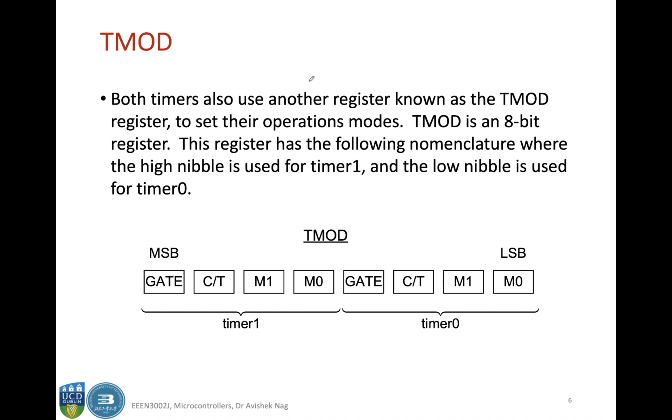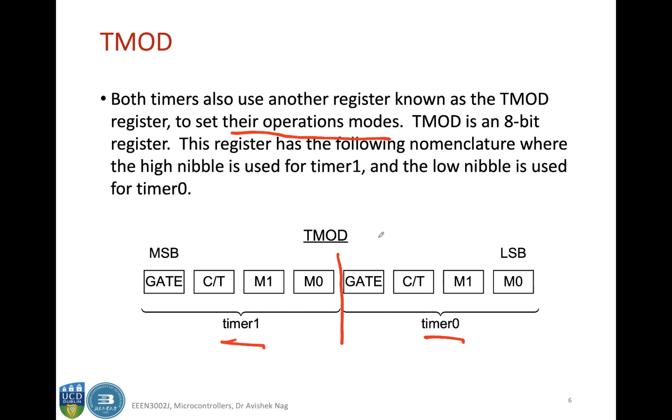So now let's see the functionality of TMOD. TMOD is basically a register that is used to set the operation modes of the timers. This is also an 8-bit register and it has the following nomenclature. TMOD is again divided into two parts. The least significant 4 bits are for timer 0 and the most significant 4 bits are for timer 1. And then the 4 bits corresponding to the two timers are again classified into different categories. So we will see what they are.